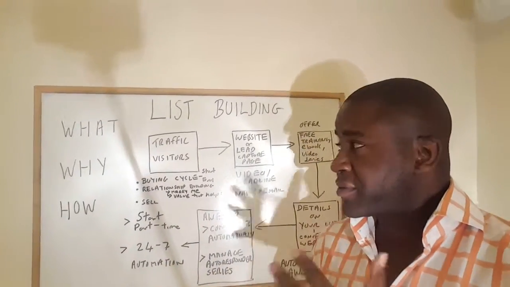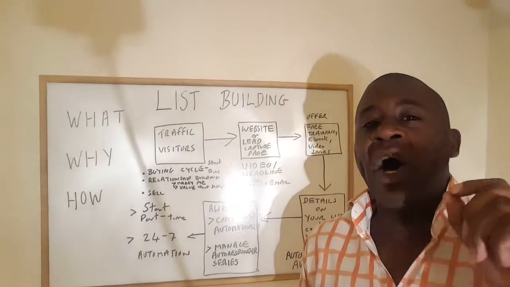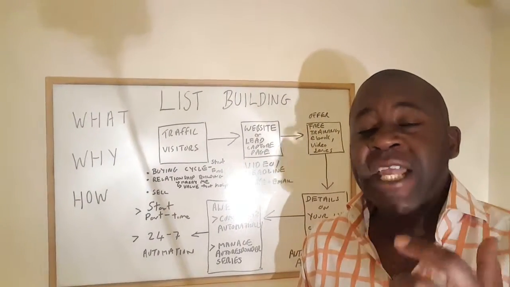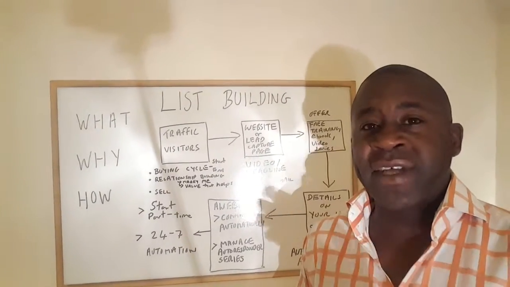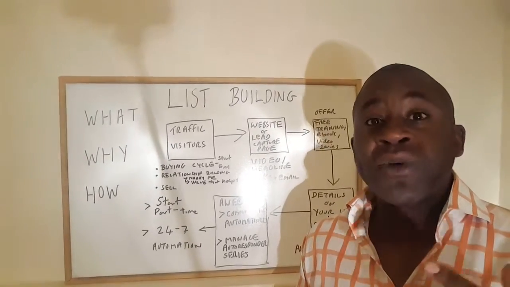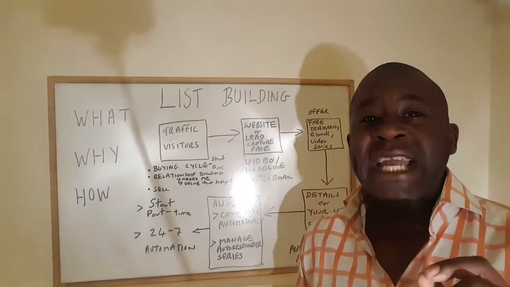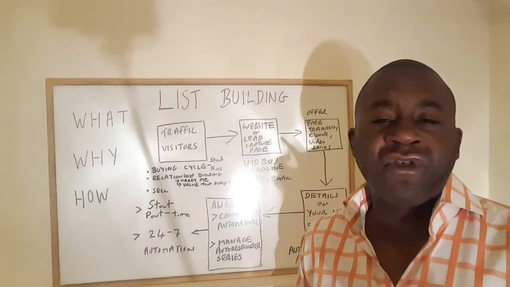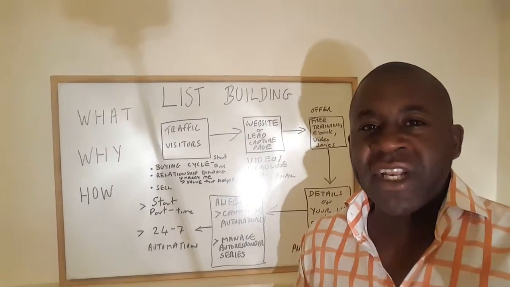So first of all, in terms of what a list is, a list, very simply, is a list of names and emails of people who have initially shown interest in your product or service because they've gone to your website's lead capture page or squeeze page or opt-in page and deliberately left their name and email based on some free training that you're offering, something of value. So all my video series link in.